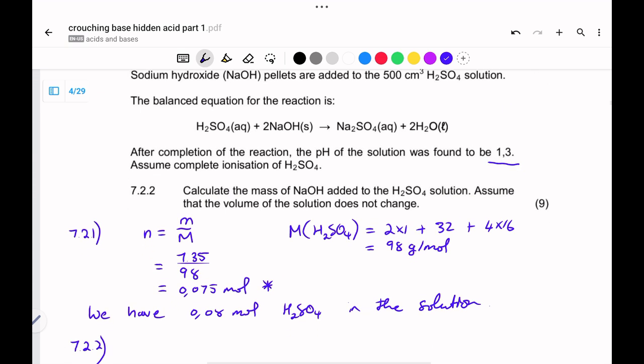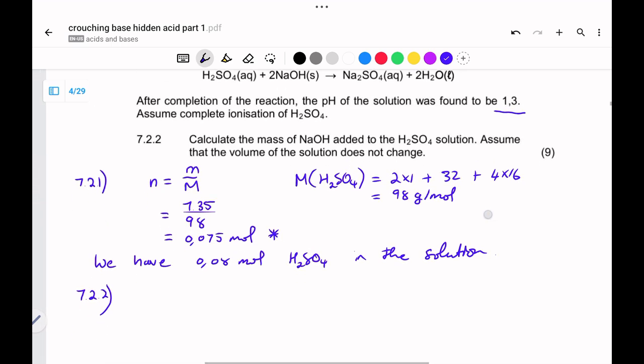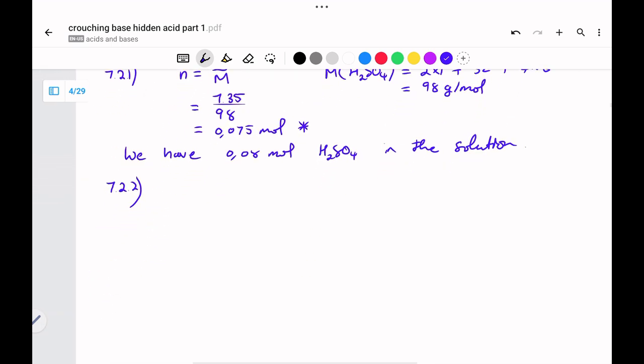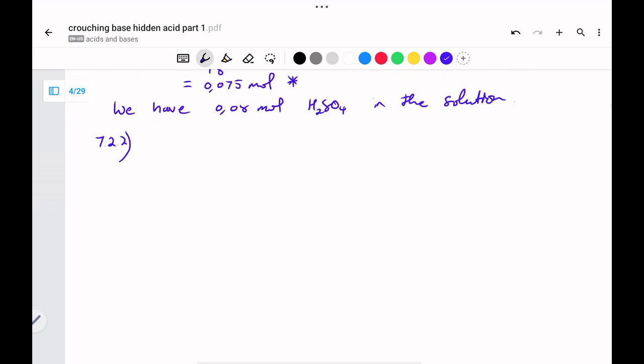And now let's have a look at the question. Calculate the mass of sodium hydroxide, that's the limiting reagent, added to the H2SO4 solution. Assume that the volume of the solution does not change. Okay, so we can see this is another problem of the same type. And so I'm going to write out the equation again so that I can write it in the format of the table.